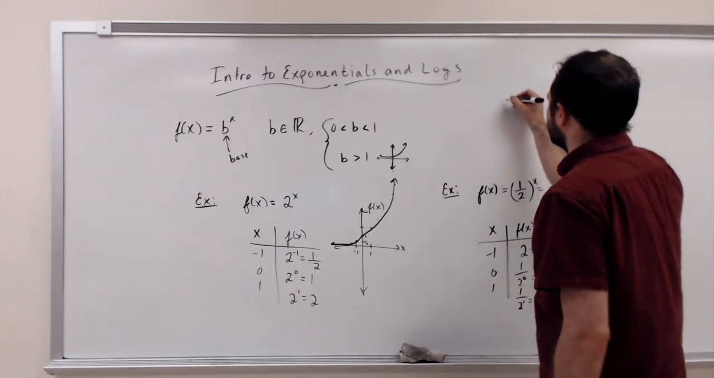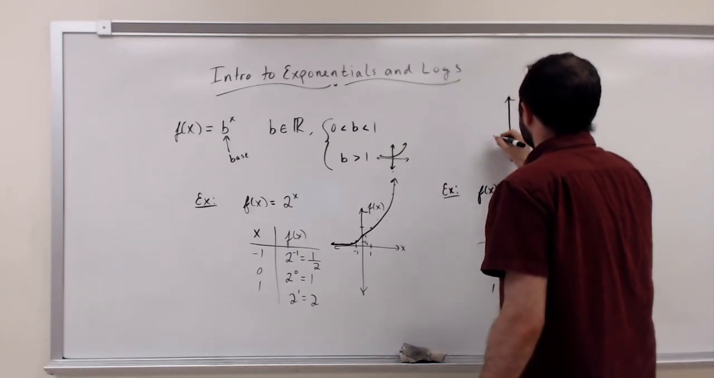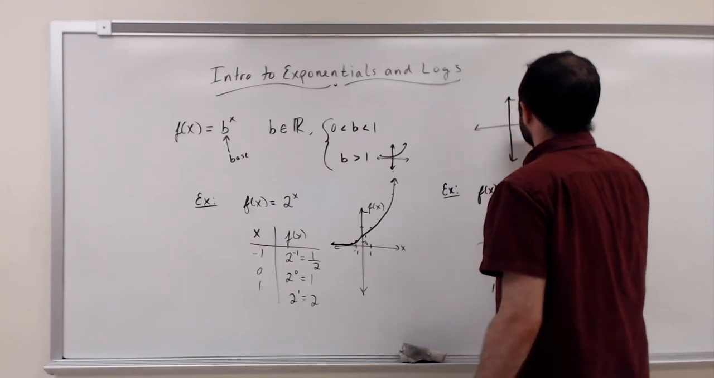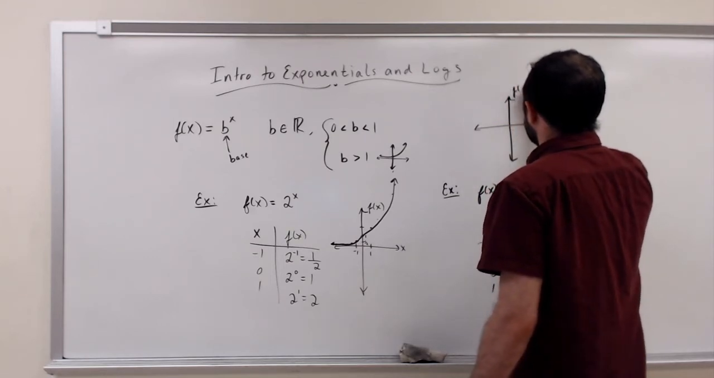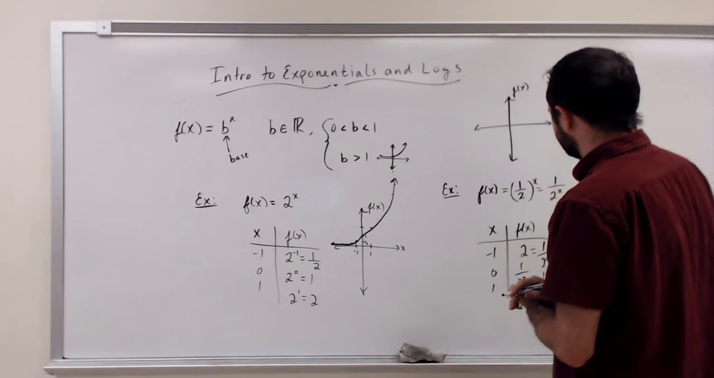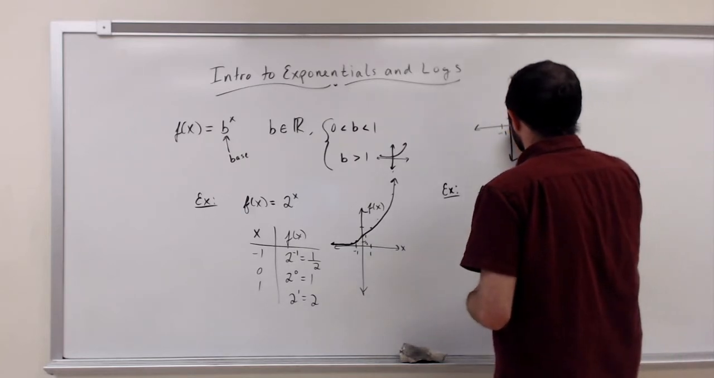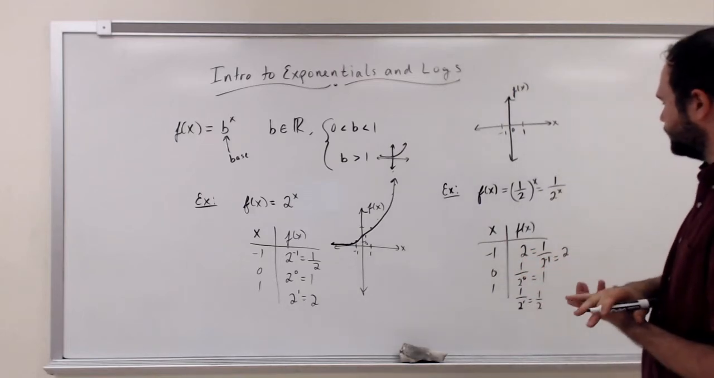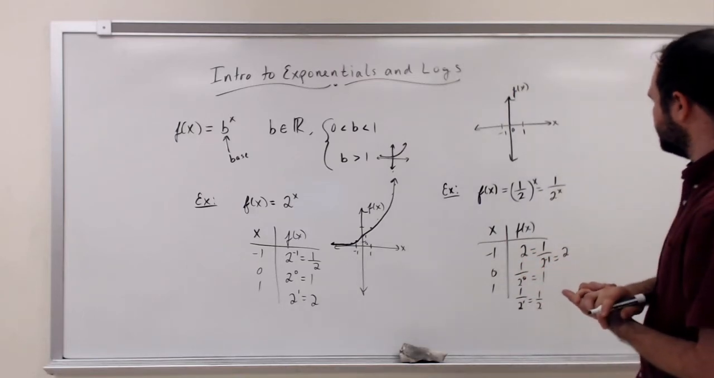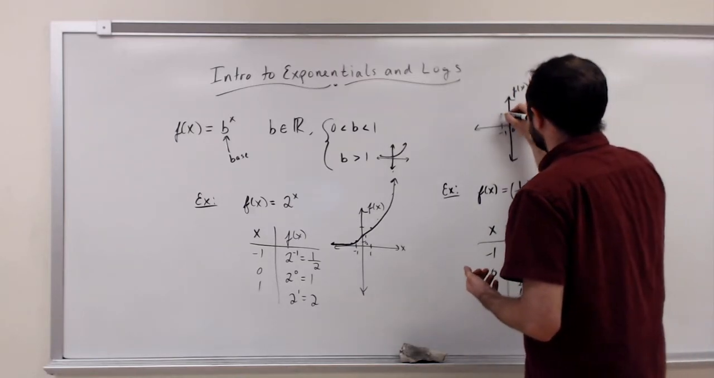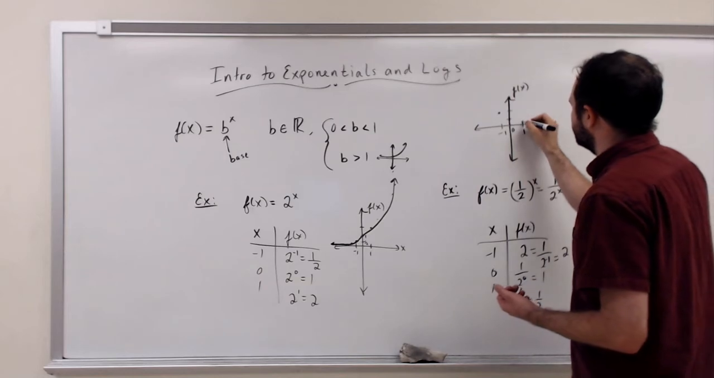I'll graph it up here. Run out of space. Let's get our x values on here: -1, 0, and 1. Just a real quick sketch. -1 maps to 2. So 1, 2. 0 maps to 1. And 1 maps to 1/2.